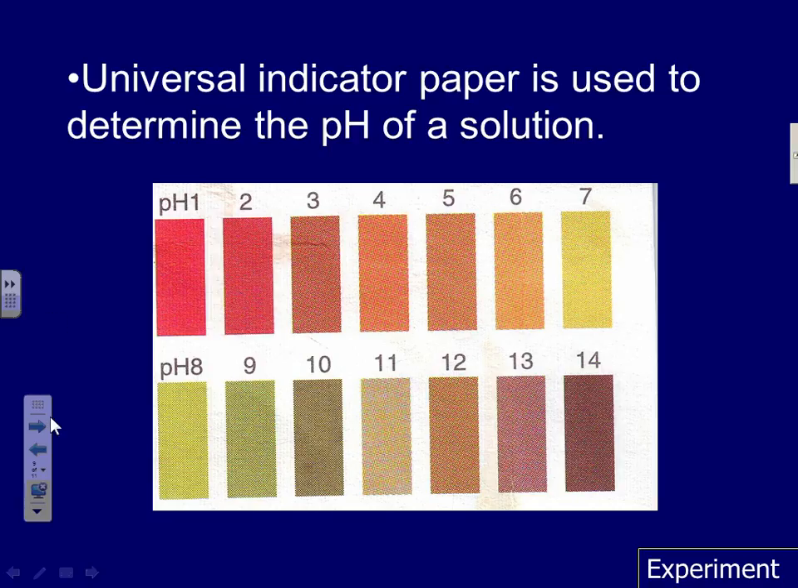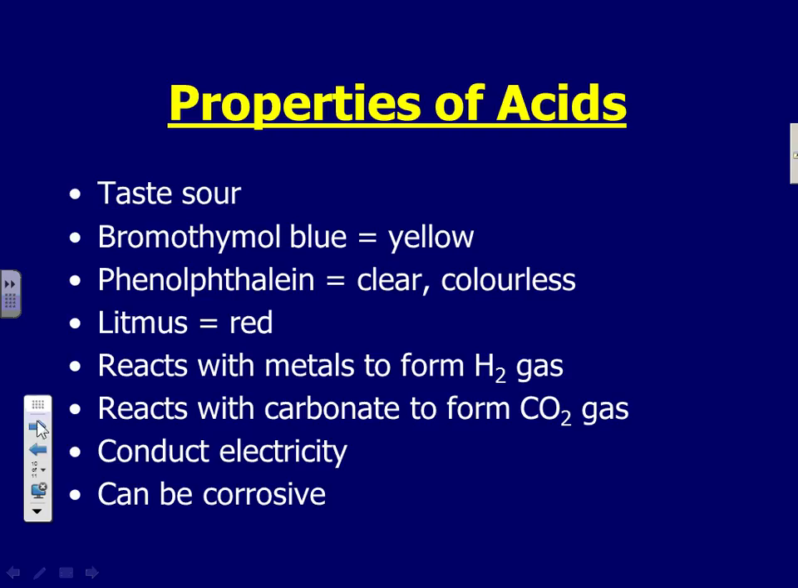Okay. So again, I just wanted to review here the properties. We didn't taste, but if you didn't get a chance to write this down yesterday, you're writing this down right now, okay? Because I do want you to have this in your notes. We didn't taste them, but acids taste sour. Bromethymol blue turns yellow. Phenolphthalein is clear and colorless. Litmus is red.